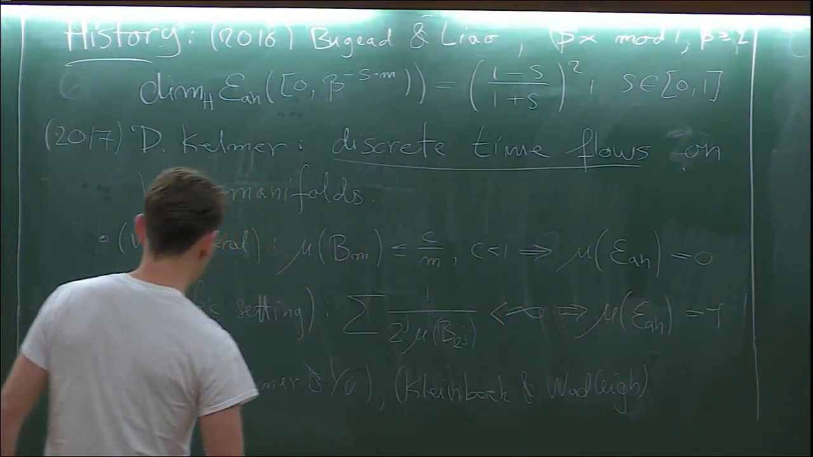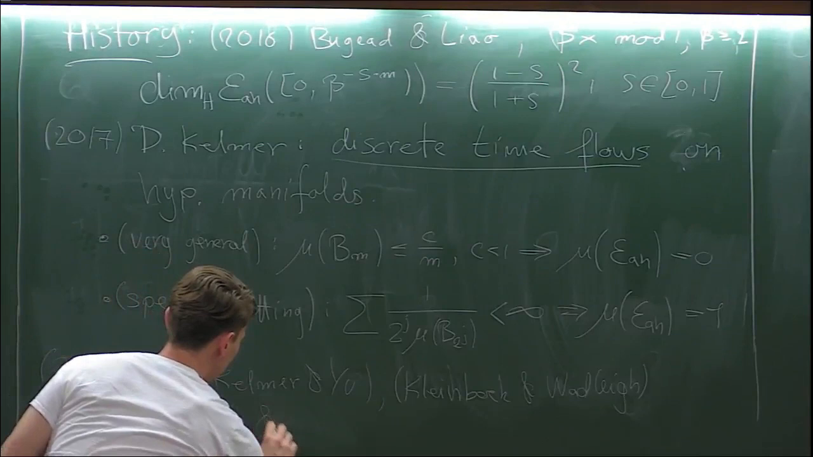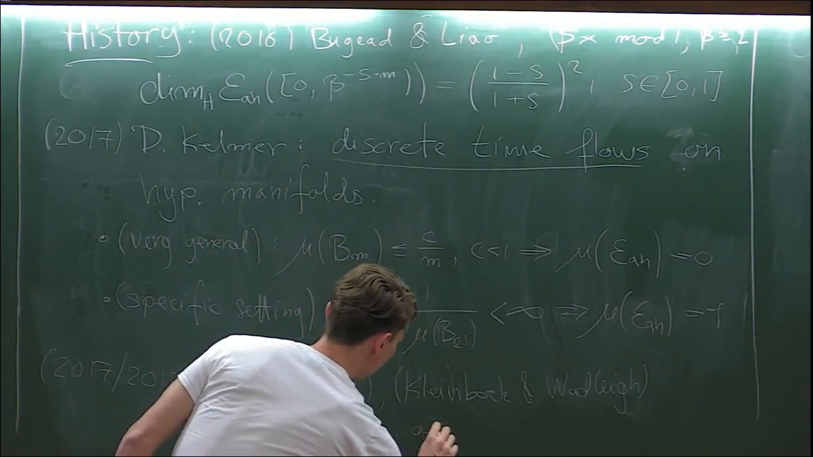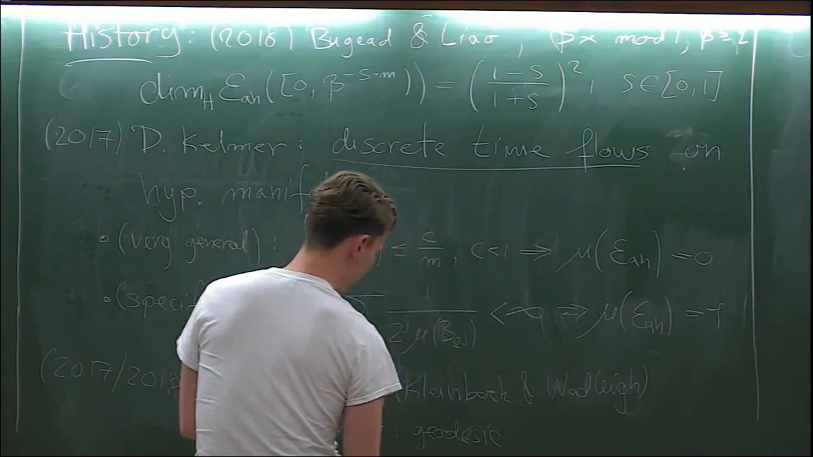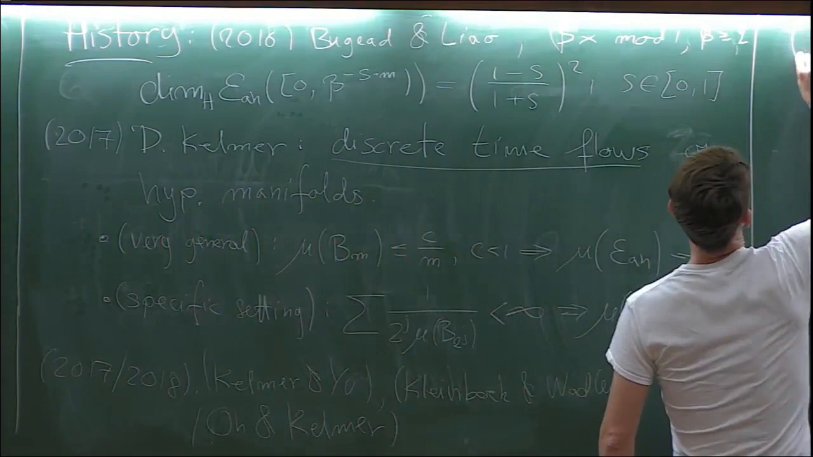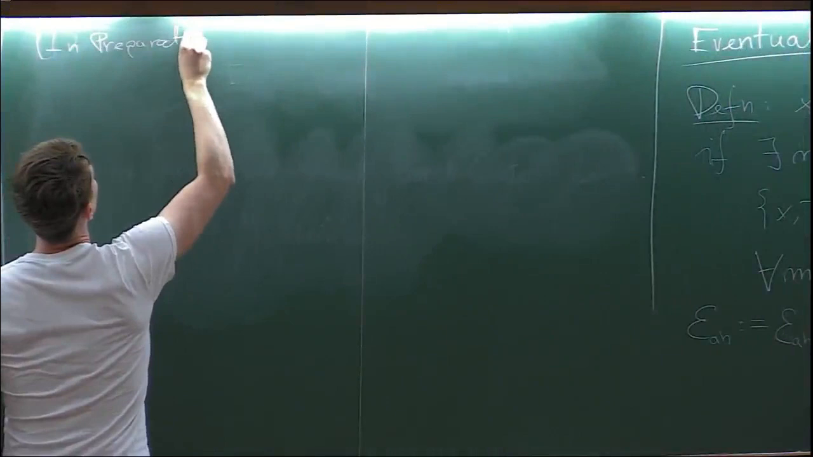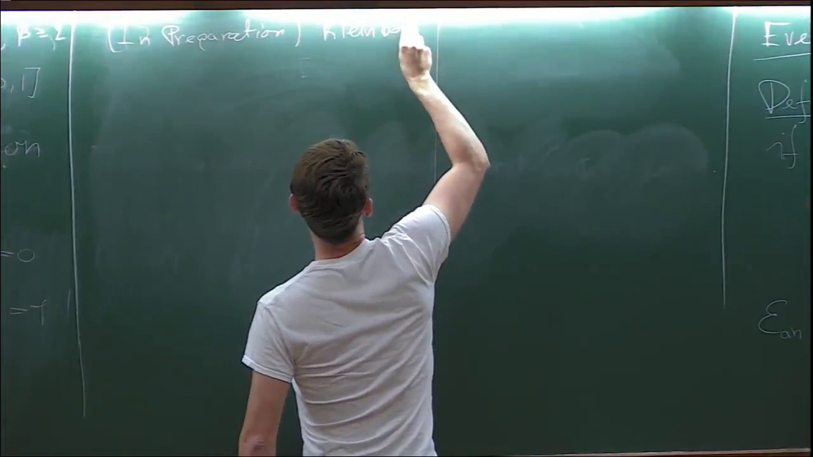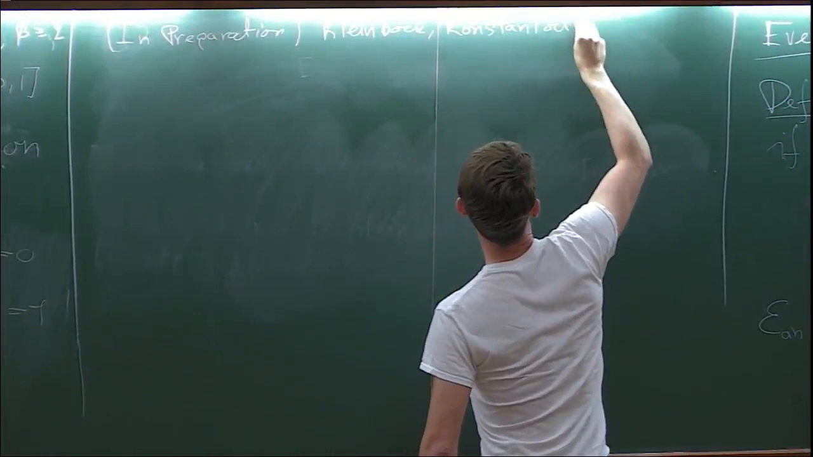And there was one by He and Kelmer studying this for geodesic flow, I'll just say it, geodesic flow on geometrically finite hyperbolic manifolds. And then there's one more result that I want to mention, so it's not out yet, but it's in preparation. And so this is Kleinbock, Konstantoulas and Richter.